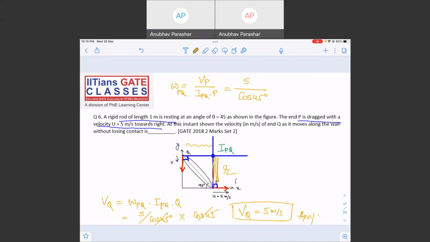So this way you were able to find out there are three questions in this one question. First of all, what is the I-center? You might be asked what is the I-center, right? Second, what is the angular velocity? You found out the angular velocity. Third, you found out the velocity of point Q. So there are three different questions inside the one question.